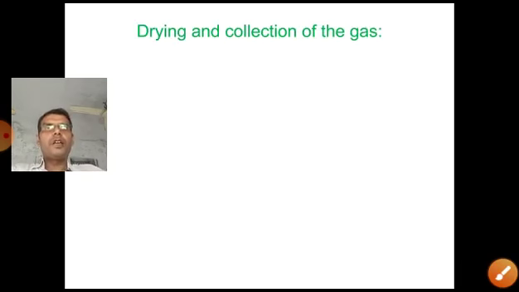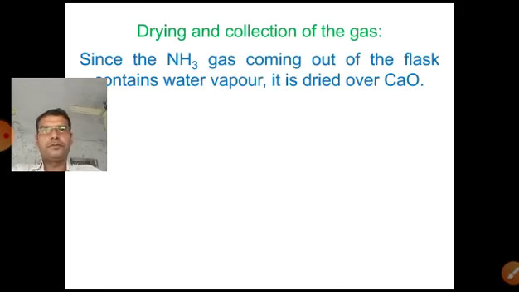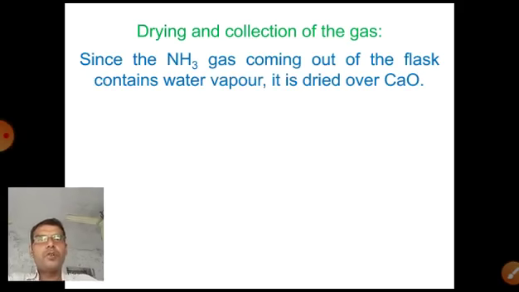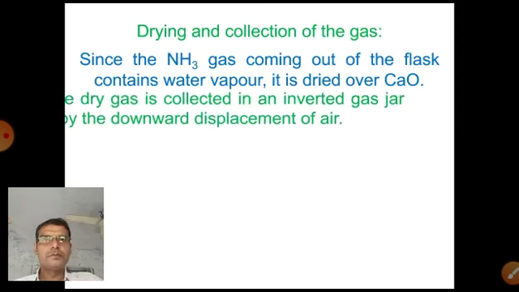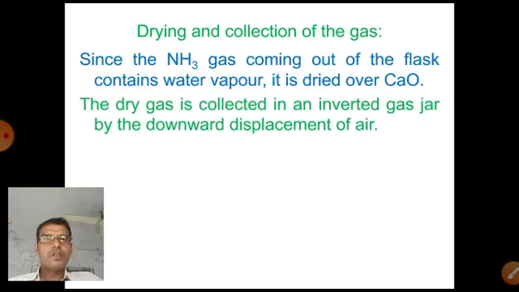Now, drying and collection of the gas. Since the ammonia gas coming out of the flask contains water vapor, it is dried over calcium oxide or quicklime. It is a drying agent, and quicklime does not have a deliquescent nature. Now the dry gas is collected in an inverted gas jar by the downward displacement of air.